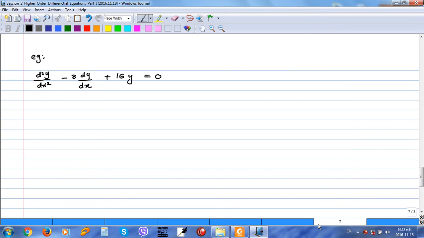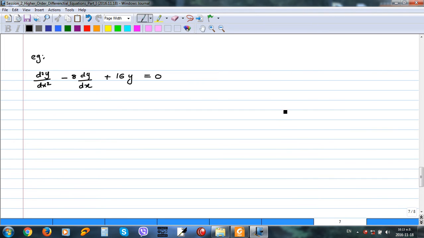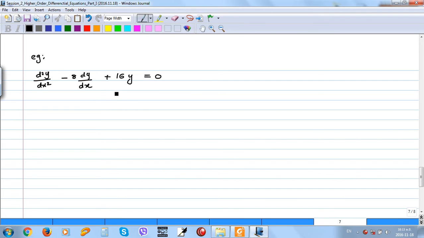We consider an example. d squared y over dx square minus 8 times dy over dx plus 16y equals 0. So first we have to write the characteristic equation.